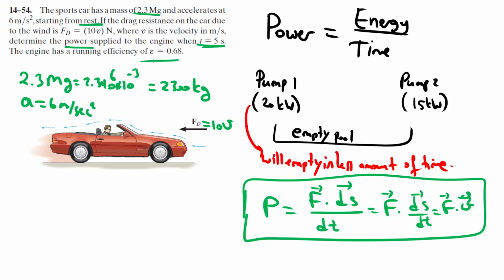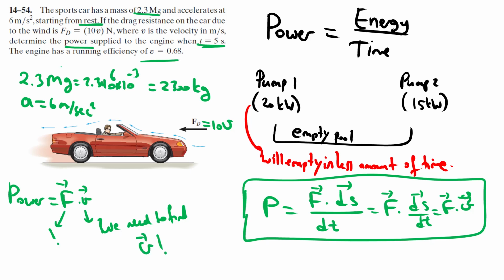The efficiency is 68%. Okay, so I will show how we use efficiency here. But we are looking for power, this is what the question says. And I know that the power is the force into the velocity. And then the question is, what is the velocity? Then we need to find the velocity, and the force is given. So that's very easy, I can just replace it. But we need to find the velocity. Okay, now let's find it.